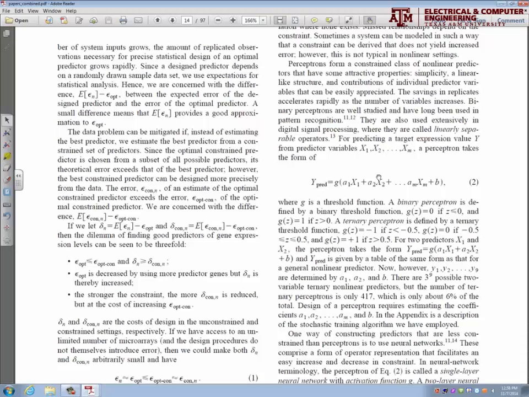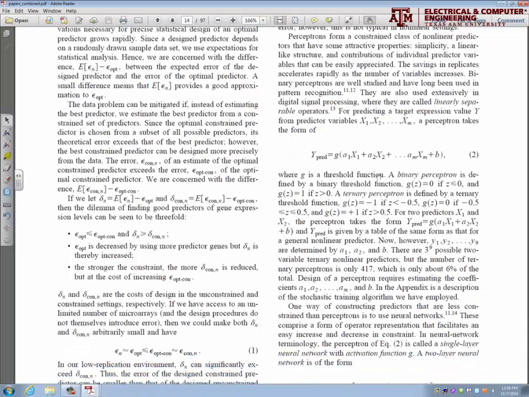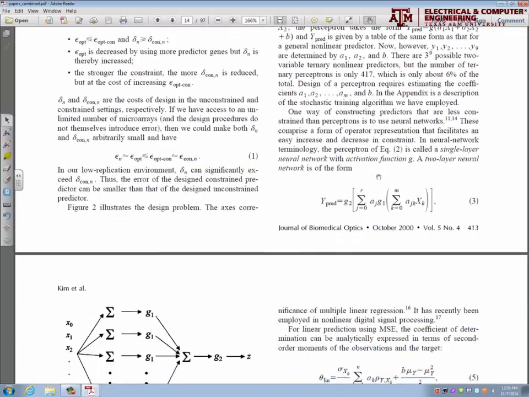Okay. So here he does some calculations. There are 3^9 possible two-variable ternary nonlinear predictors from that table, right? But here the number is only 417. I haven't gone through the calculation leading to that 417, but it's obviously a lot smaller than 3^9. Okay, you can check that. And the design of the perceptron will require estimating these coefficients A1 through AM and then B, right? And in the appendix, he provides a training algorithm, an update algorithm for estimating these parameters.